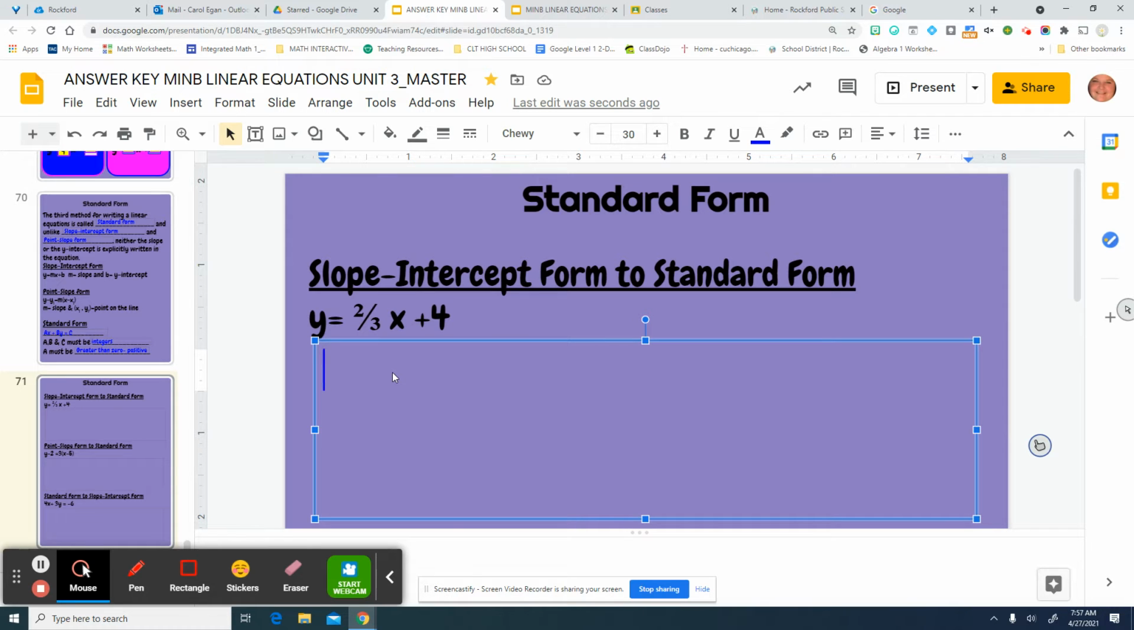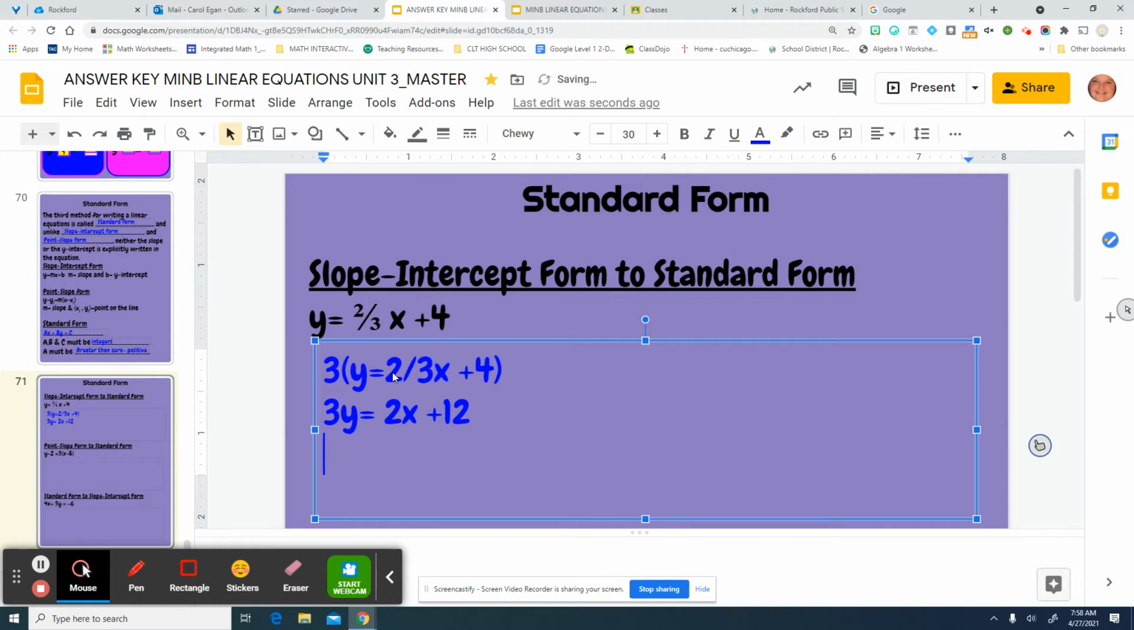So the first thing I'm going to do is get rid of that fraction. And the way I'm going to do that is I'm going to multiply the whole thing by 3. And why 3? Because 3 is the denominator. So I'm okay with having a whole number left behind. I just don't want the denominator at all, right? Because I'm not allowed to have fractions in standard form. So when I do that, 3 times y is going to be 3y equals 2/3 times 3x. The 3's will simplify out. I'm going to be left with 2x. And 4 times 3 is 12.